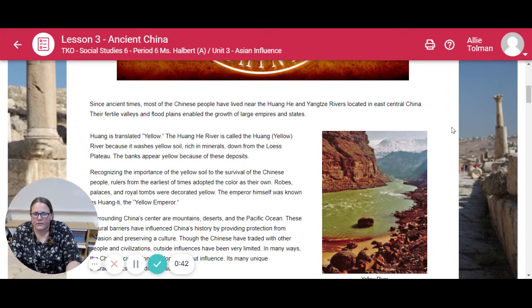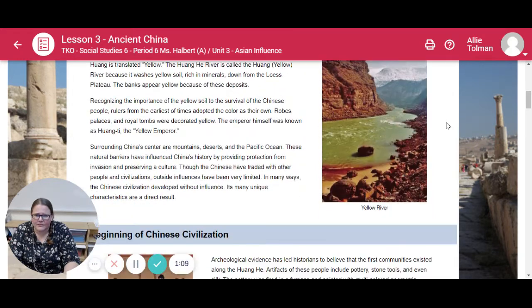And here we go. Since ancient times, most of the Chinese people have lived near the Huanghe and the Yangtze rivers, located in east central China. Their fertile valleys and floodplains enabled the growth of large empires and states. Huang is translated yellow. The Huanghe River is called the Yellow River because it washes yellow soil, rich in minerals, down from the loess plateau. The banks appear yellow because of these deposits.